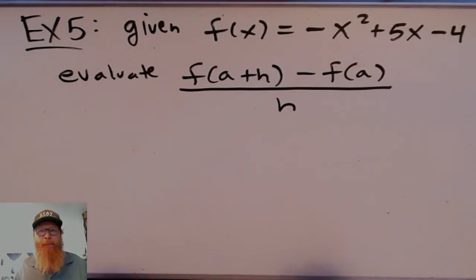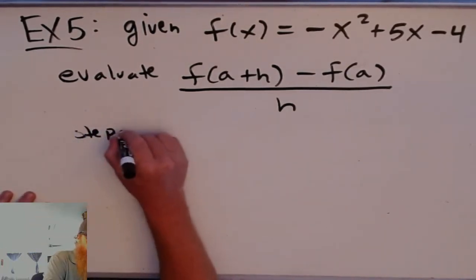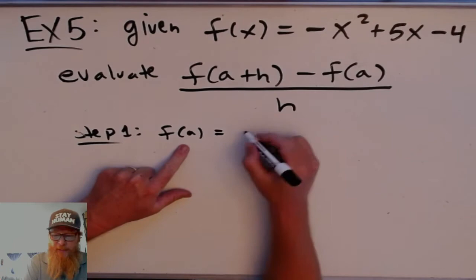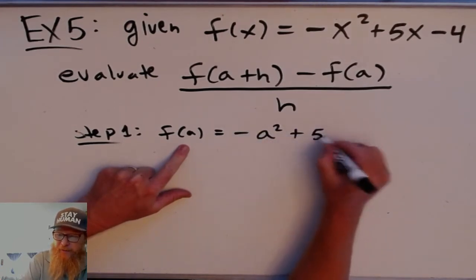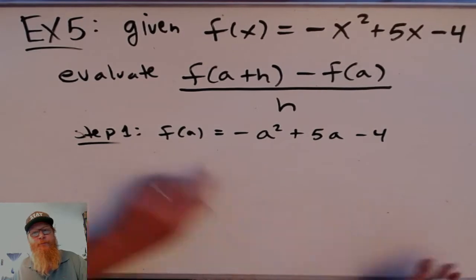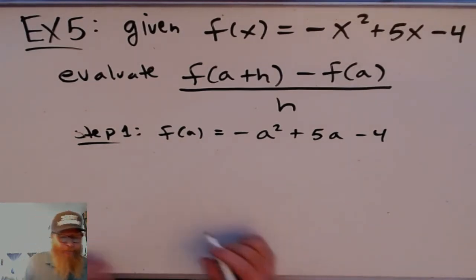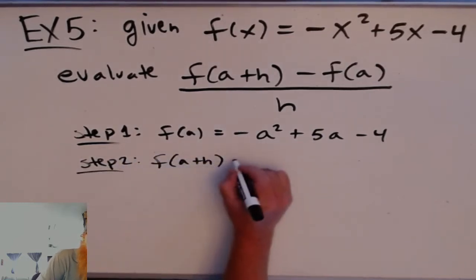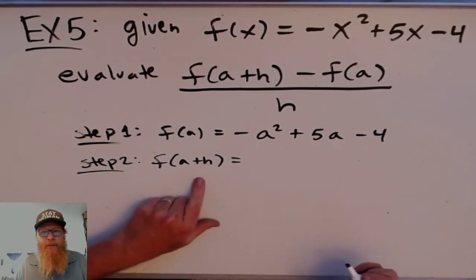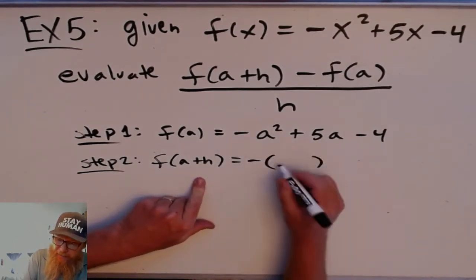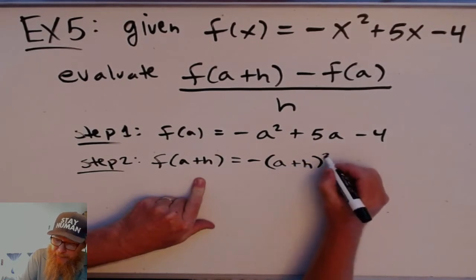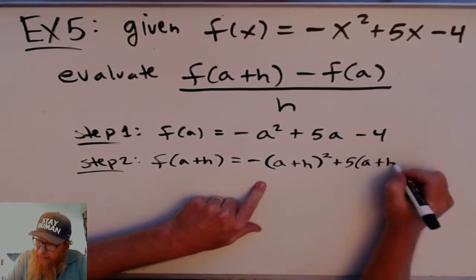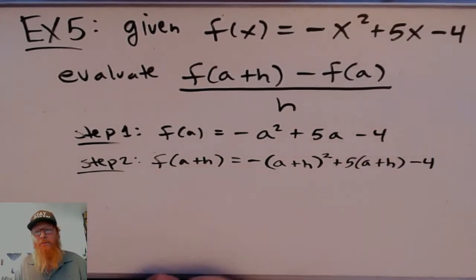All right. Let's do this in steps. Step 1, f of a. That's the easy step. Negative a squared plus 5a minus 4. Done. Step 1's easy. Step 2, f of a plus h. All right. This one's a little tougher. Negative, parentheses, a plus h squared plus 5, a plus h minus 4.